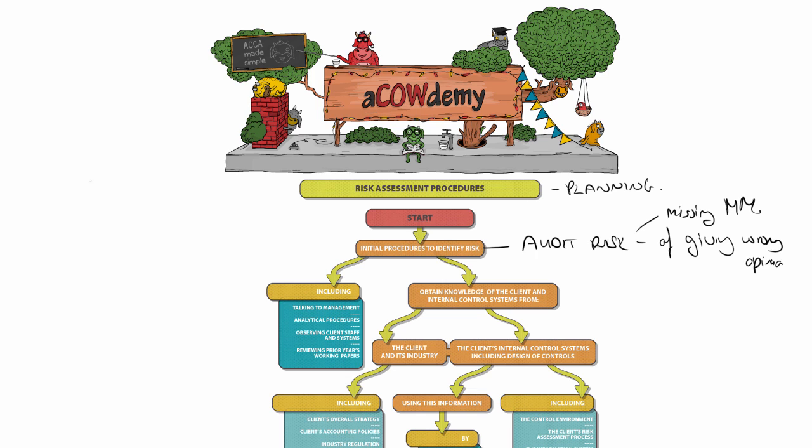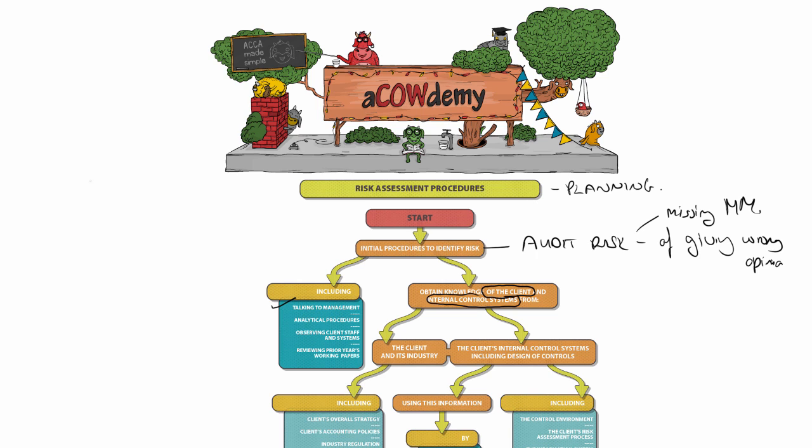Well, as it says here, we need to understand the client to understand their risks, and internal controls as well, because if the internal controls aren't working, they're going to make mistakes, okay? So we've got to understand the client and understand their internal controls. Other things we need to do, we need to talk to management, ask them, what's been going on this year?